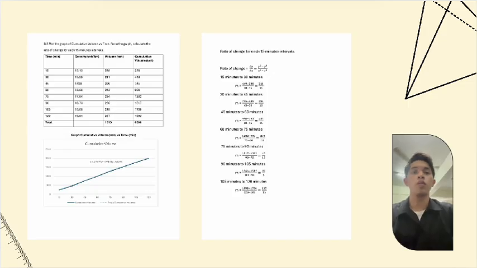For cumulative volume, just add the volume column and the cumulative column. Then enter the data into Excel and make a graph. Lastly, for the rate of change, just use the formula y2 minus y1 over x2 minus x1.